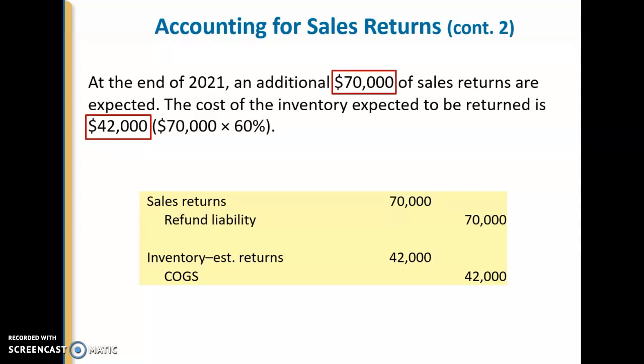So we're going to make an adjusting journal entry at the end of the year: debit sales returns, credit refund liability, which is a real liability on the balance sheet, debit inventory dash estimated returns. It's not on the shelf, so we can't debit the actual inventory account itself, but we're expecting to get it back. So debit an asset account called inventory dash estimated returns and credit cost of goods sold.